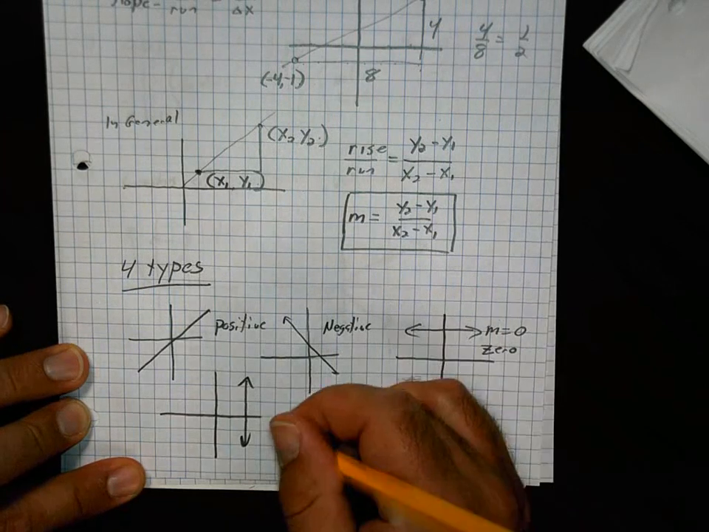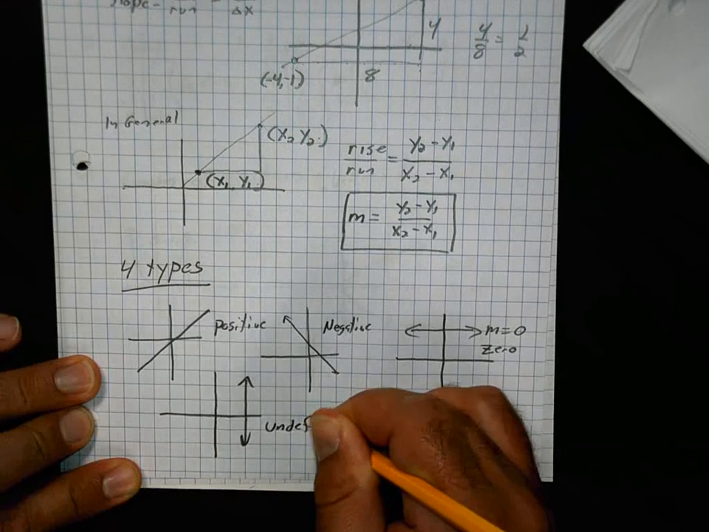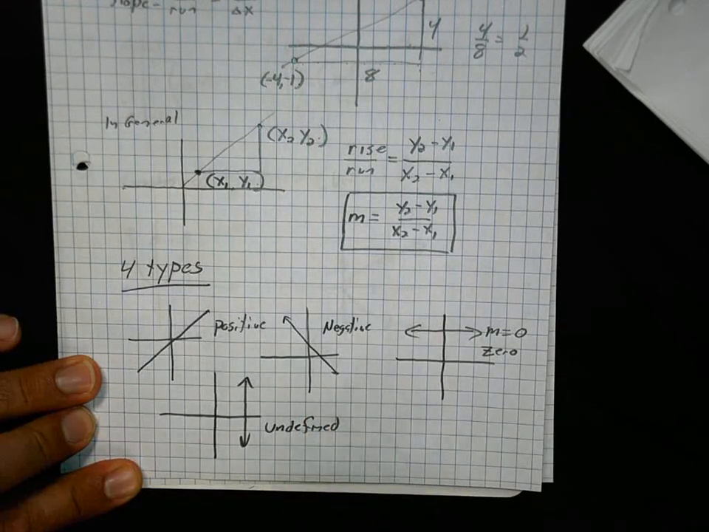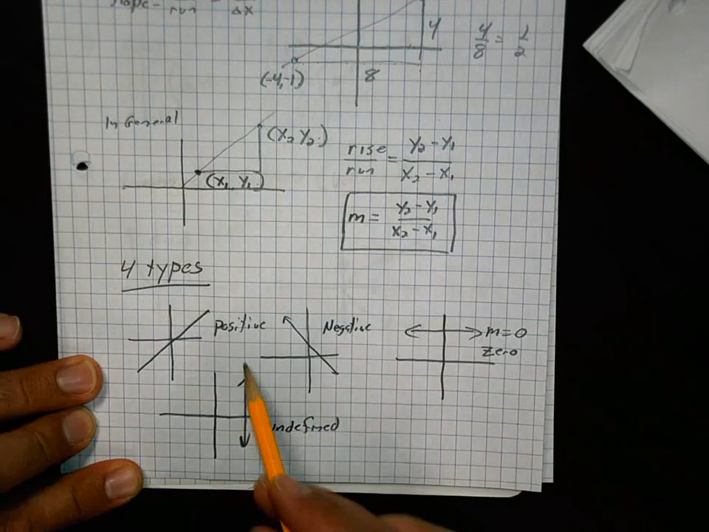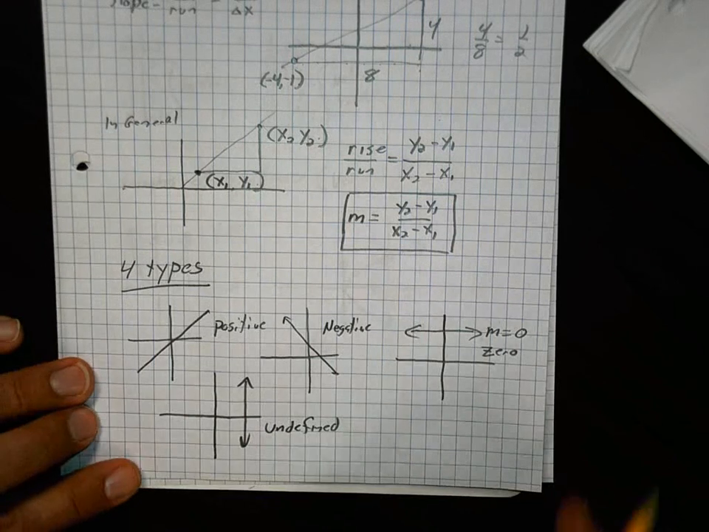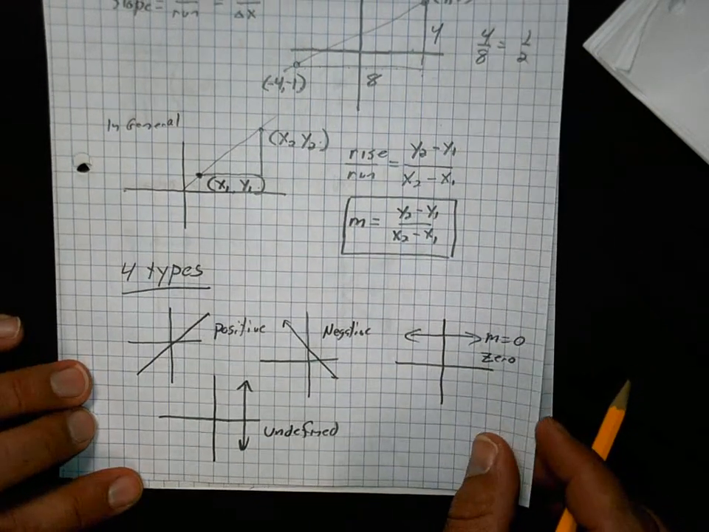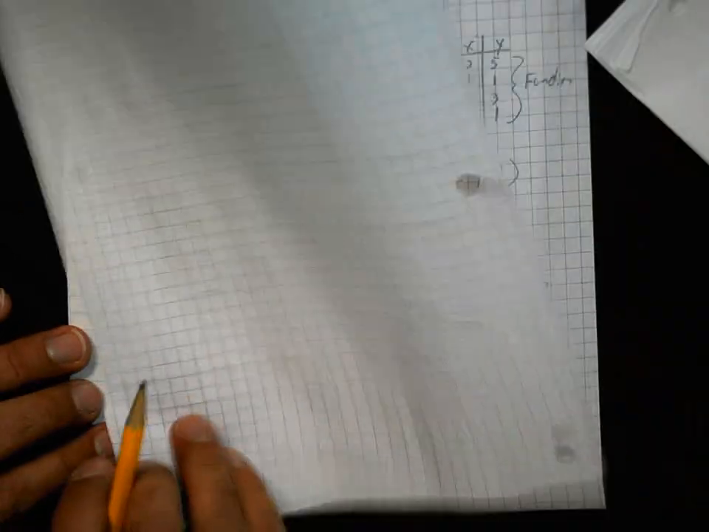And finally, we could have a vertical line. A vertical line has a slope that's undefined, because there is no run. There's an infinite rise over no run. So anything divided by 0 is undefined. So let's do a couple examples here.